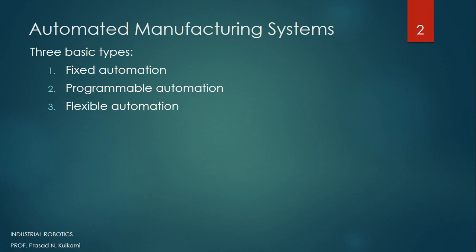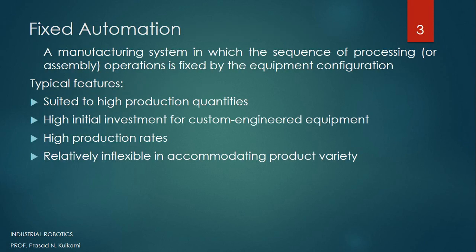So basically there are three types in which we classify the automated systems, manufacturing systems obviously. The first one would be fixed automation, the next is programmable, and the third one is flexible automation. So we can see one by one all these automations, how we can define them and what the typical features of each automation are.